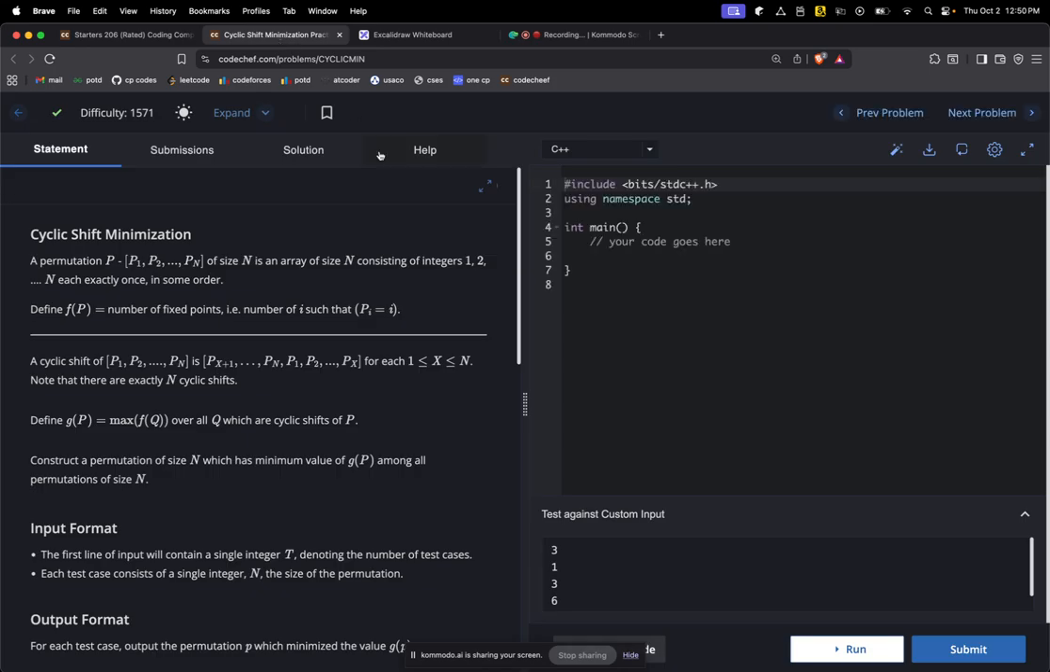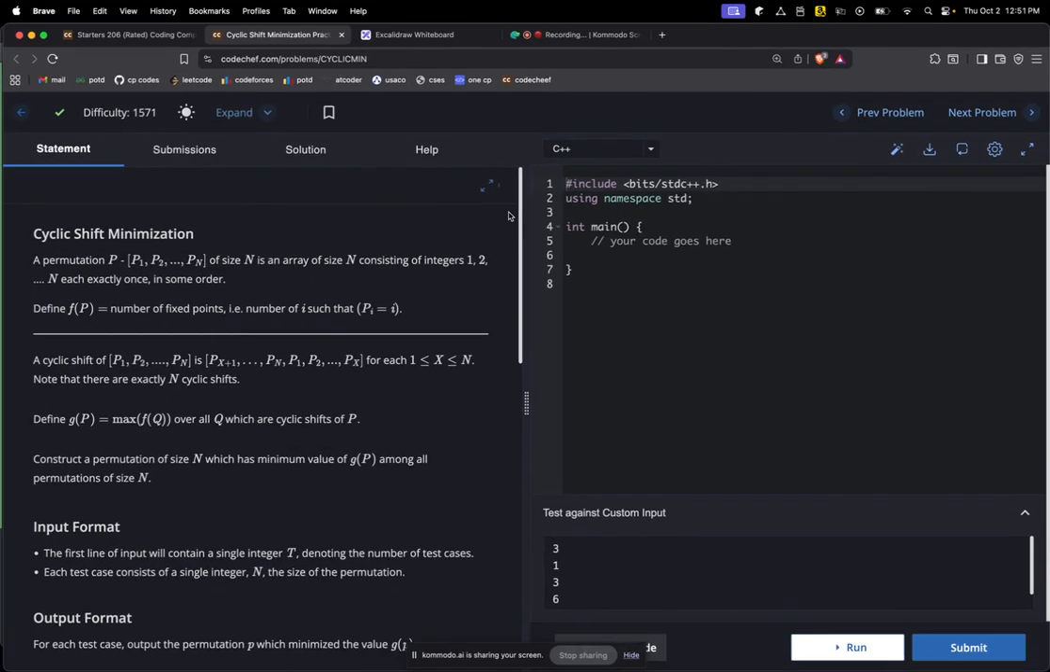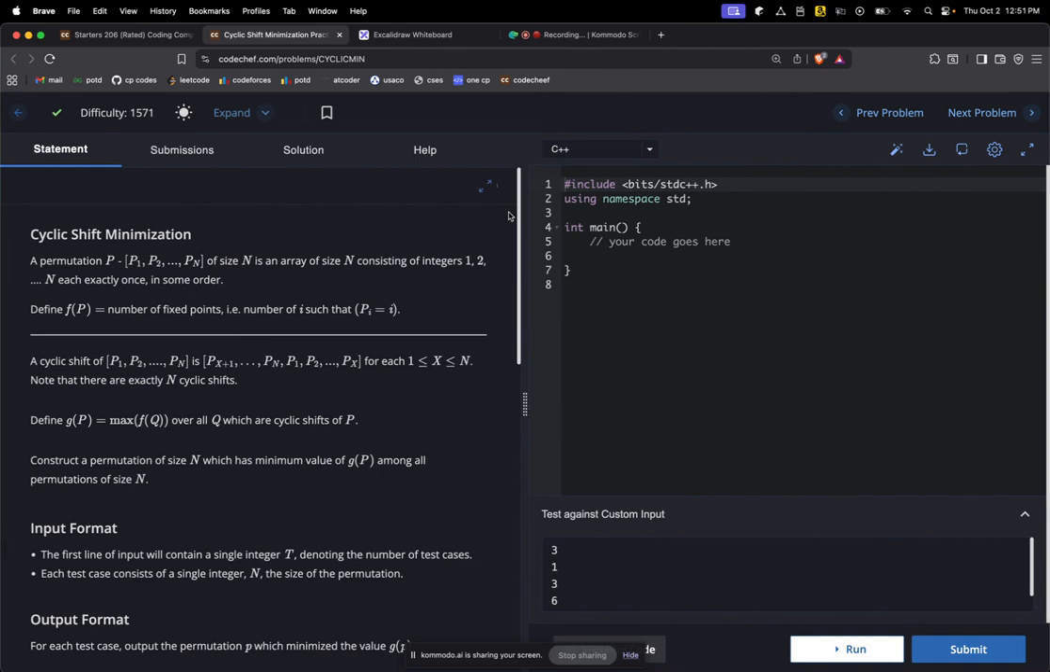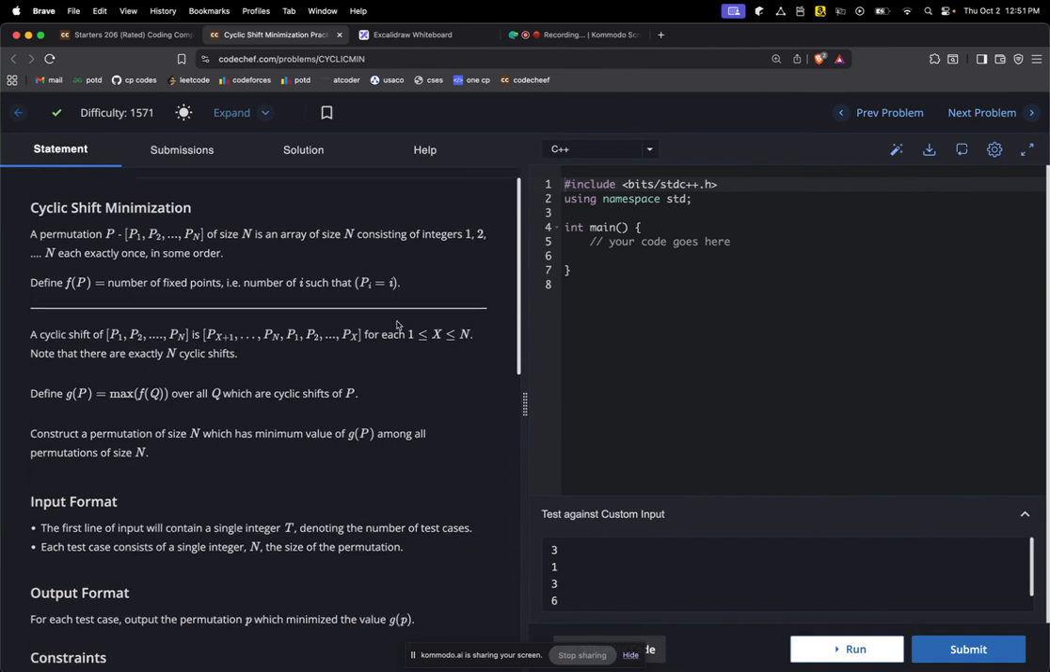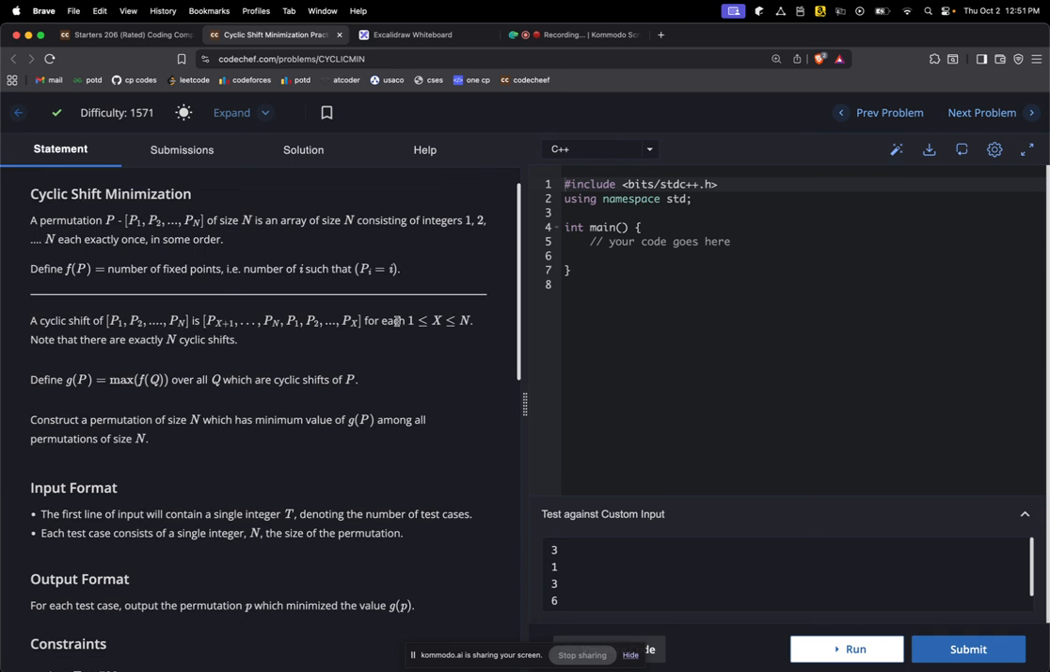Question number 3 is a bit of an intuitive problem. If you get the intuition, you will solve it very quickly. Otherwise, you can keep going till you find the proof of this. Okay, so what the question says is, permutation P is of 1 to n, of size n.